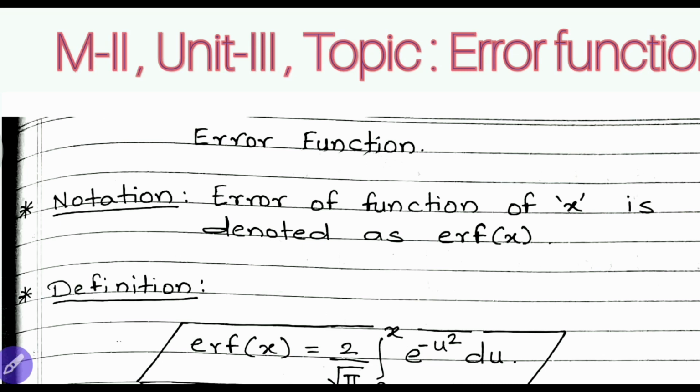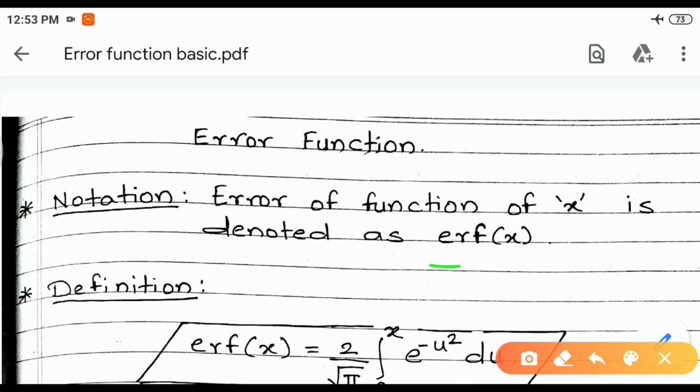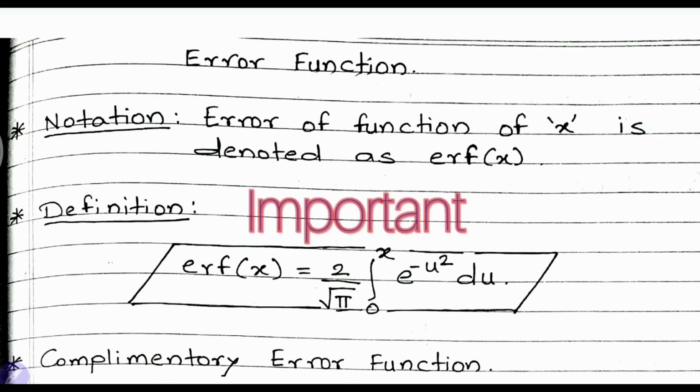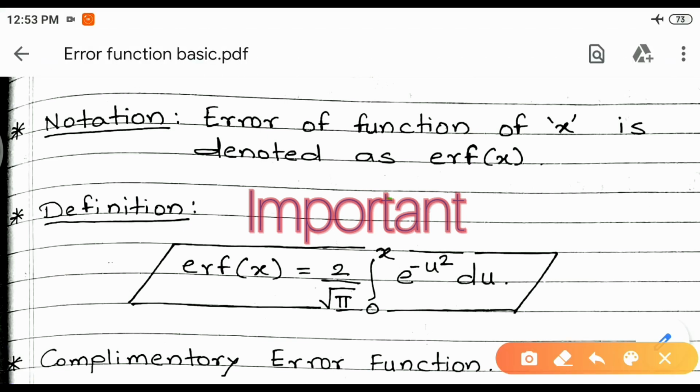Hello dear students. Today we are going to start with the next topic of unit 3, that is the error function. Basically, the error function of x is denoted by the symbol erf of x, and the definition of the error function of x is equal to 2 upon root pi integral 0 to x e to the power minus u square du. The definition is very important.